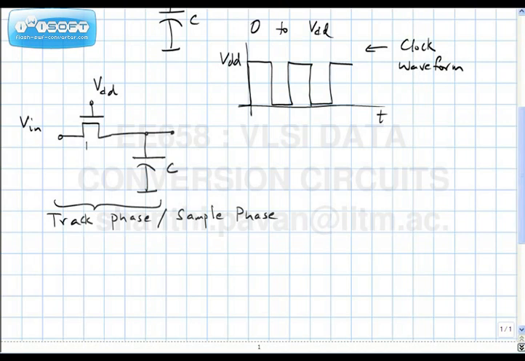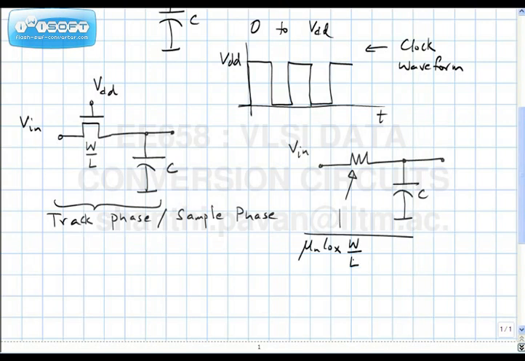If this has a size W by L, and the usual assumptions are mu n, Cox and Vt and all this other stuff, what is the resistance of the switch? So the equivalent circuit is, you have a resistor, you have a capacitor, and this is Vin. The resistance of the switch is what now? 1 by mu n Cox, W by L, times 1 over VGS minus Vt. What is VGS? VGS is nothing but VDD minus Vin.